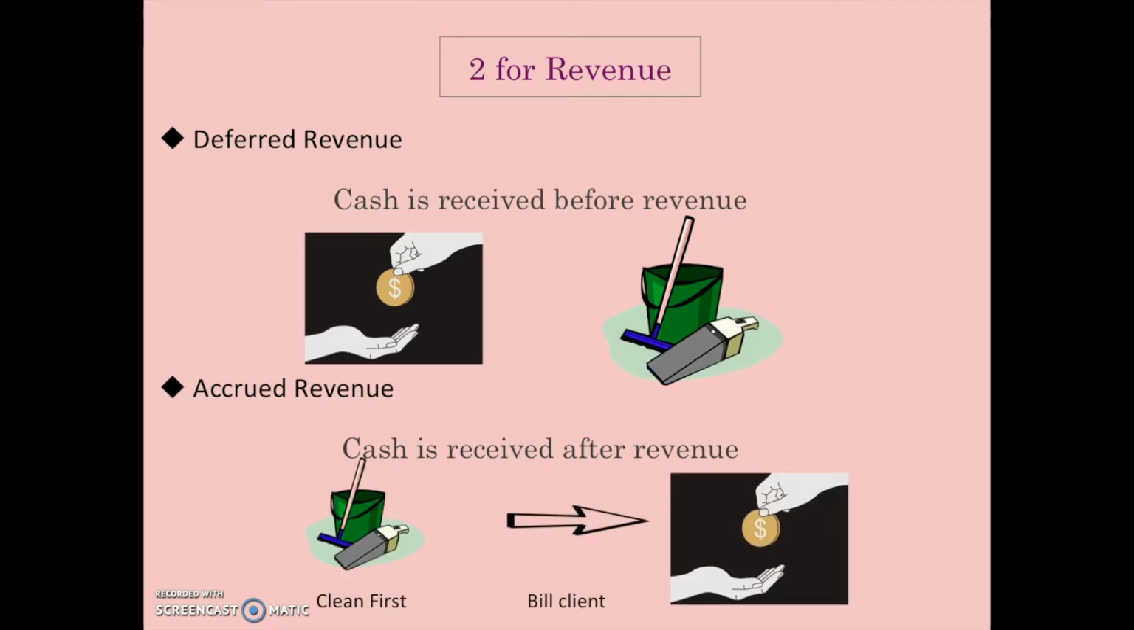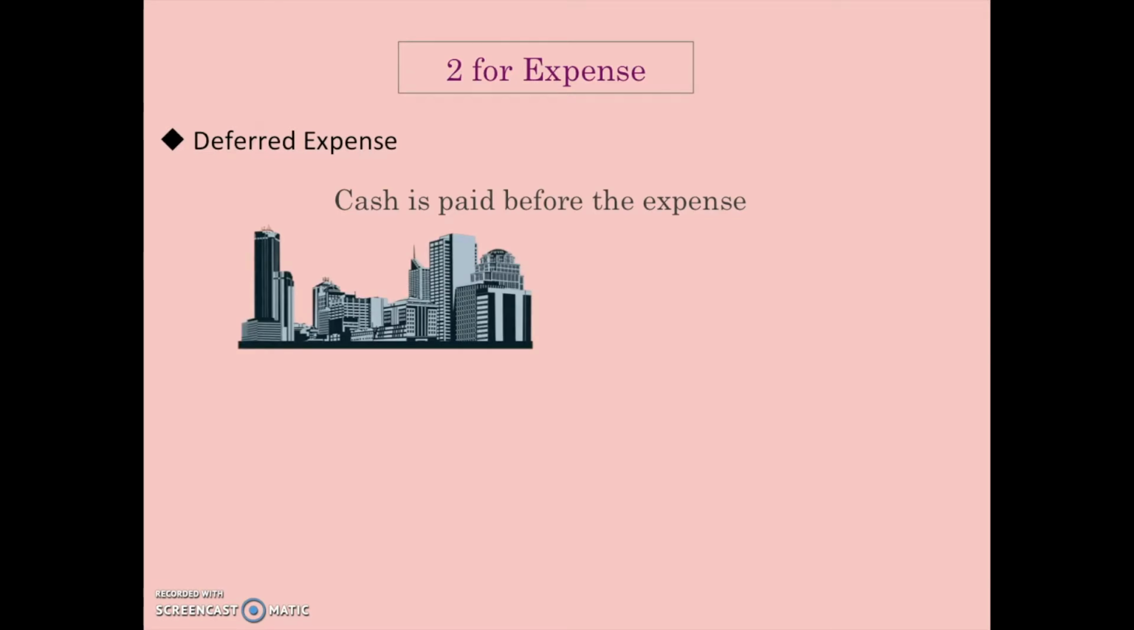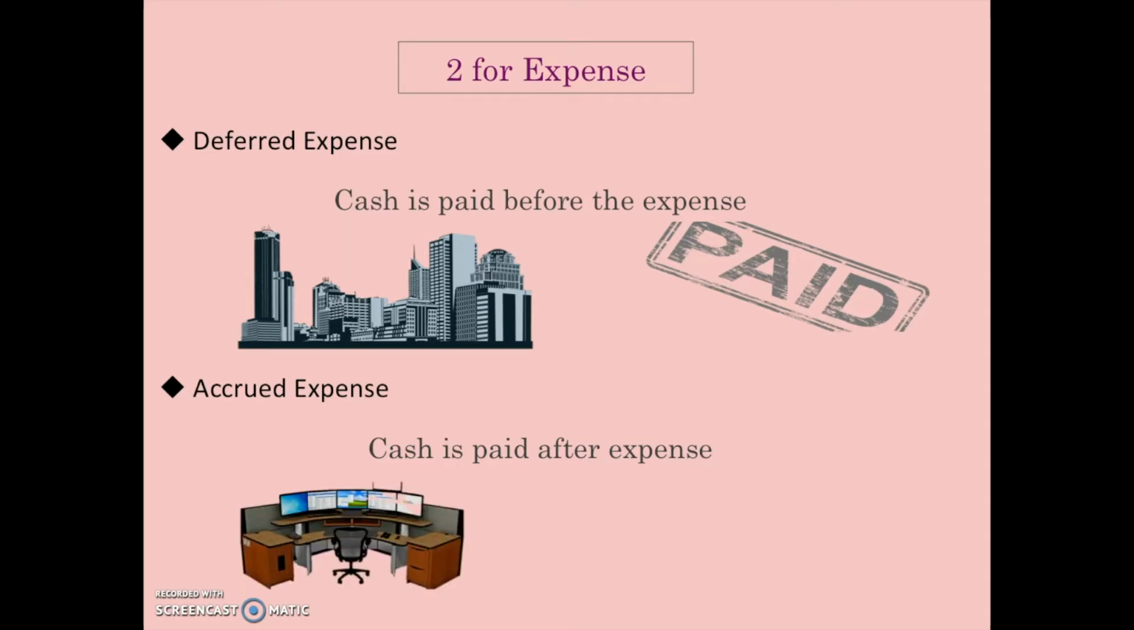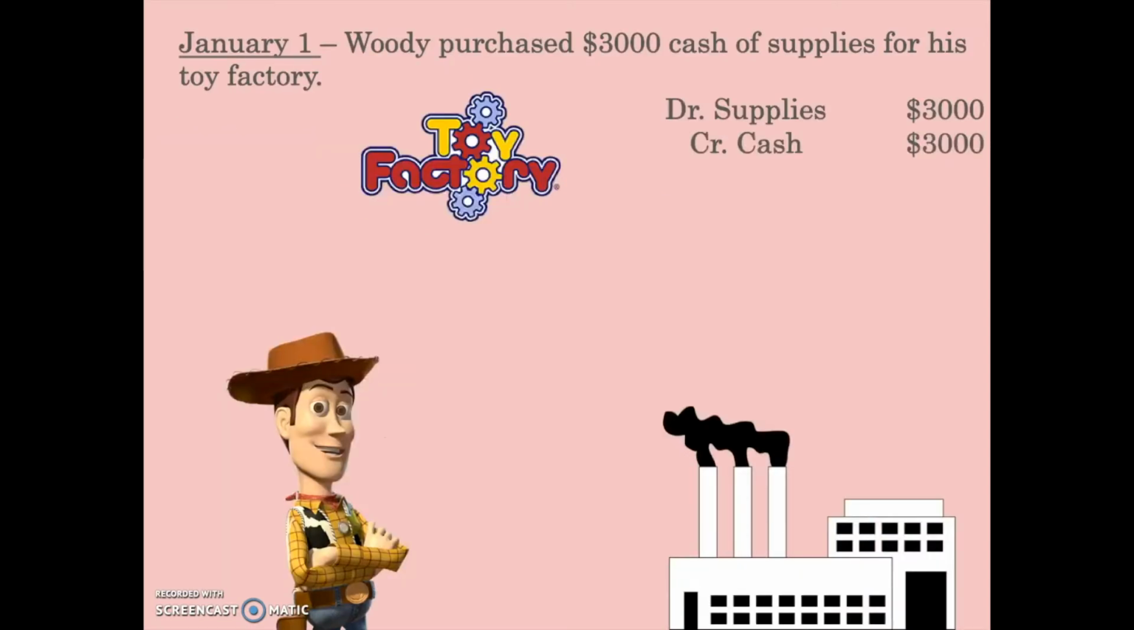client for their service. And for expense, we've got deferred expense when cash is paid before the expense, which is the factory prepaying its rent for the whole year at the beginning of the year. And we've got accrued expense when cash is paid after that expense. So say an office that uses their computers in their operations and they pay for the bill after the month.